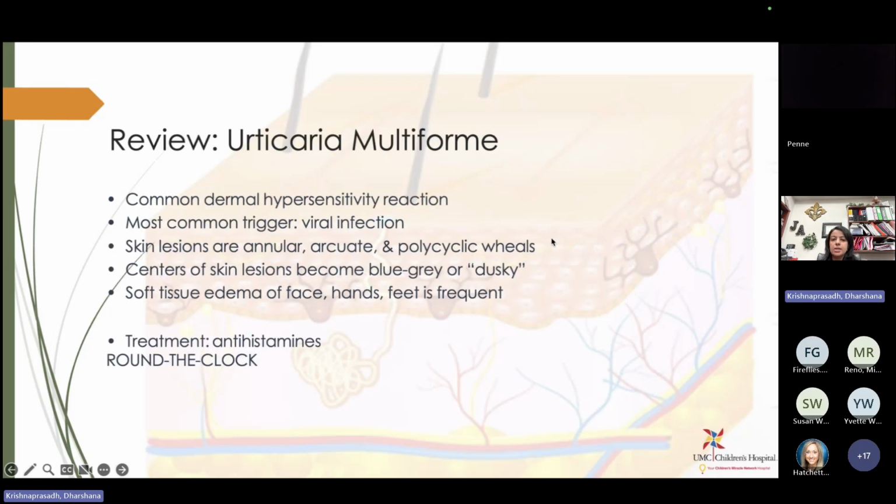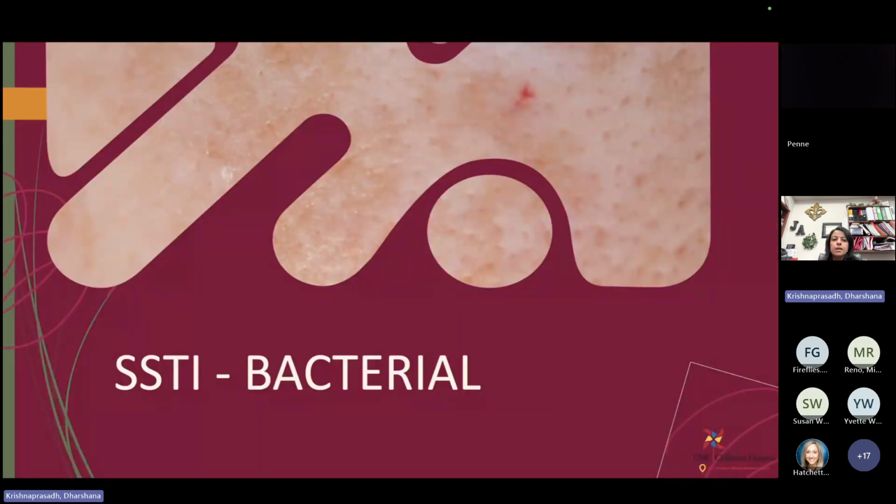So it is a hypersensitivity reaction. Common trigger is viral. Those lesions can be annular or wheals. They can have centers which are blue-gray or dusky in appearance. They can have edema of their face, hands and feet. Treatment is antihistamines. Usually, I warn the family to give them around the clock. Once the antihistamine wears off, the lesions can appear, so the key is to keep the medications going round the clock.